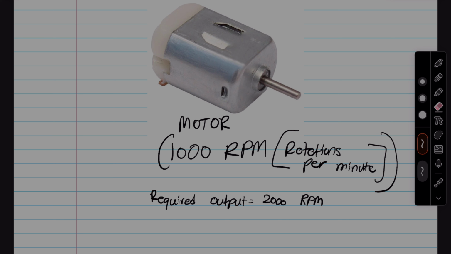For example, if I have a mixer grinder which contains a motor, that particular motor can rotate at a maximum speed of 1000 rotations per minute. But if I need to grind something hard that requires at least 2000 rotations per minute, I don't necessarily need to use a more powerful motor. I can simply add a gear mechanism.